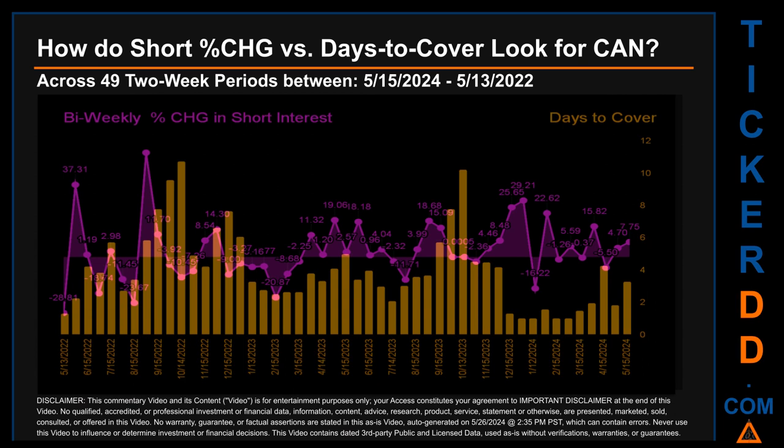The average days to cover was about 3.99. The biggest days to cover was 10.72 and it happened once on October 14, 2022 settlement date.